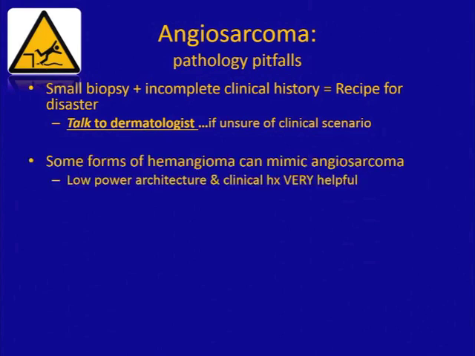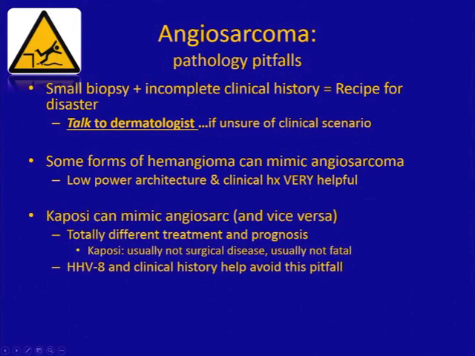Some forms of hemangioma can look like angiosarcoma because they can look infiltrative, but looking at the low power picture and also the clinical history are very helpful to sort this out. And Kaposi sarcoma can sometimes mimic angiosarcoma and vice versa. I've seen very spindled angiosarcomas that looked almost identical to Kaposi, but like we mentioned earlier, there's a completely different treatment and prognosis. Kaposi is not usually treated surgically.